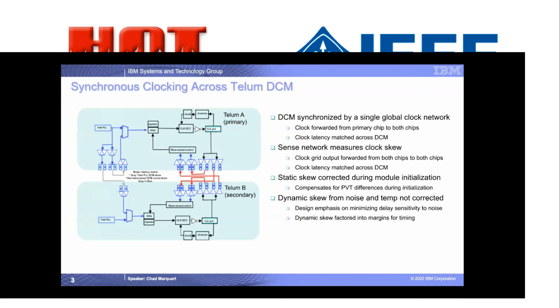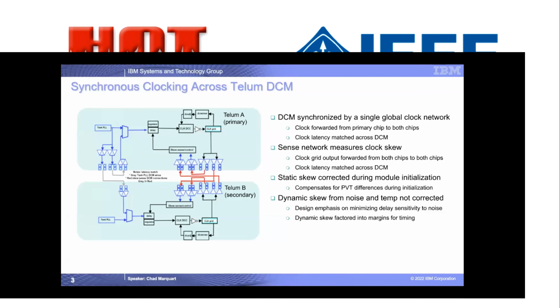Using this clock skew measurement network, static skew is capable of being corrected during initialization of the DCM. So with this skew correction, it helps compensate for differences that can occur in the DCM due to differences in process, voltage, and temperature.